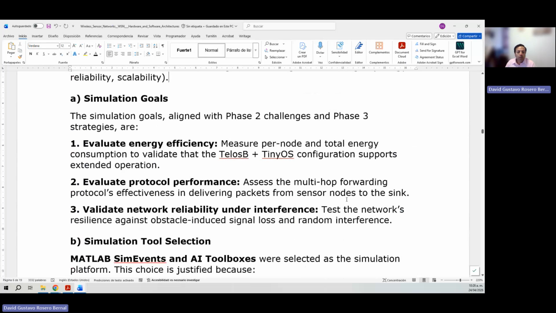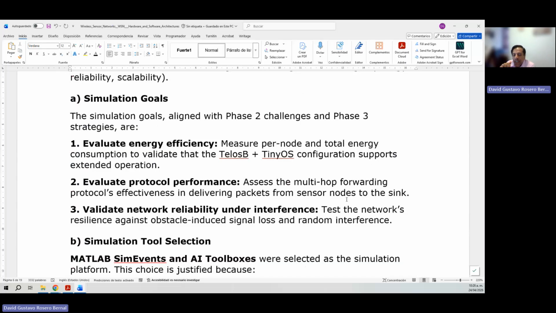What are the simulation goals? These goals are aligned with the challenges identified in phase 2 and the strategies proposed in phase 3. And these are: evaluate energy efficiency, measuring per node and total energy consumption across the network to validate the TelosB and the TinyOS configuration supports extended operation without battery depletion.